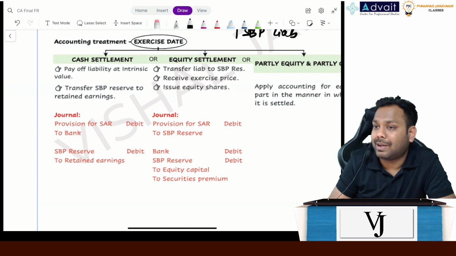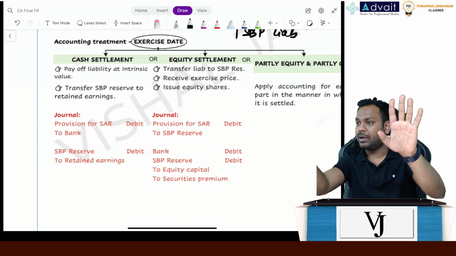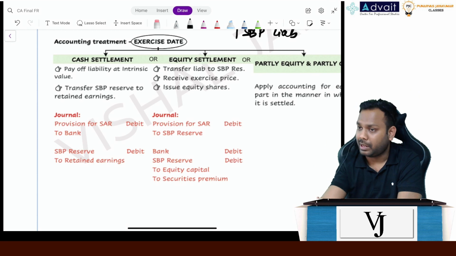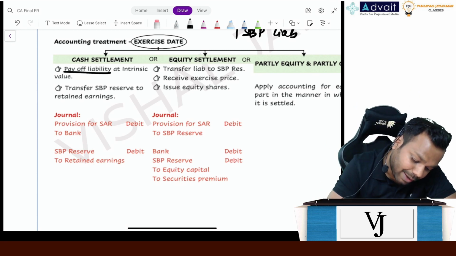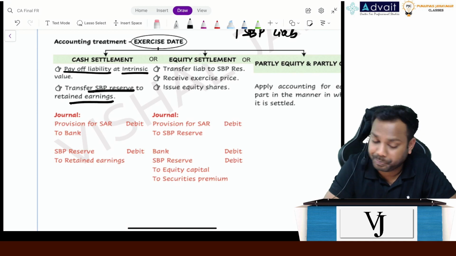If the employees come for cash settlement, what will I do? I do have a liability recorded for that. I pay off the liability, and whatever is the equity recorded, I will transfer to retained earnings. Clear? So that's what it is. Pay off the liability at intrinsic value, transfer the SBP reserve to retained earnings.